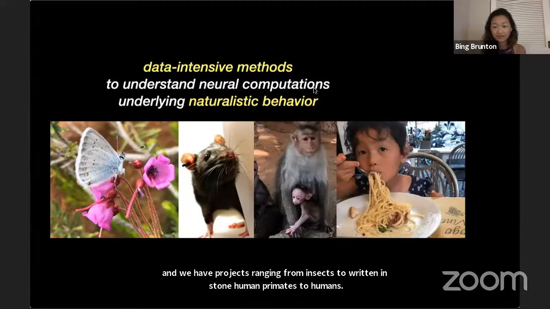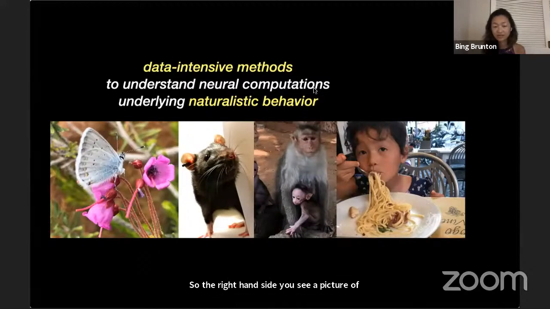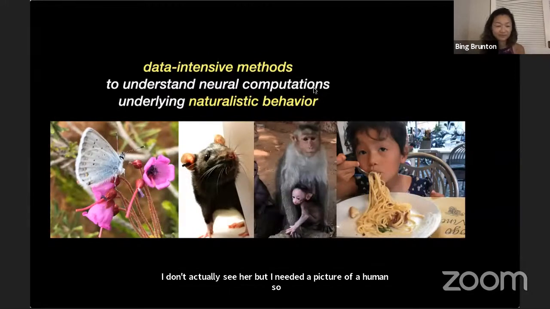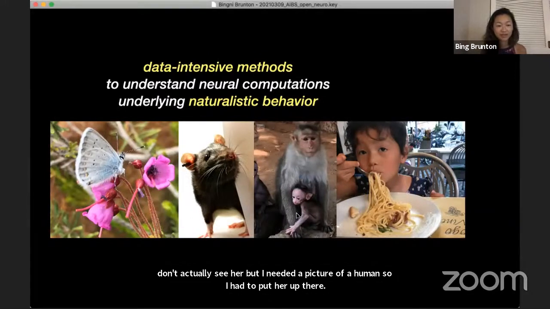On the right-hand side, you see a picture of a human. She happens to be my daughter in her natural habitat, doing the behavior that she loves to do best, which is eating spaghetti carbonara. I don't actually study her, but I needed a picture of a human, so I had to put her up there. But that's not the type of data we're talking about today.